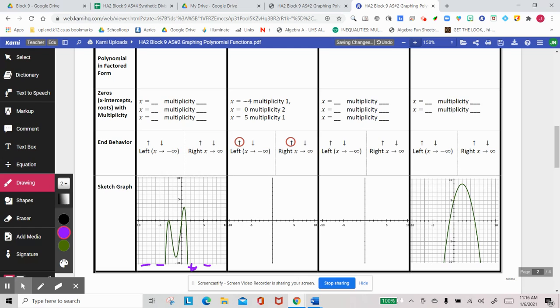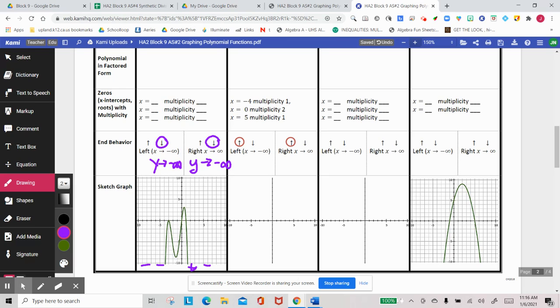So you see the one on the left is just telling you the left arm. Is it going up or down? It is going down. And x is approaching negative infinity, y is approaching negative infinity. The one on the right, is it going up or down? It's going down. As x is approaching infinity, y is approaching negative infinity.